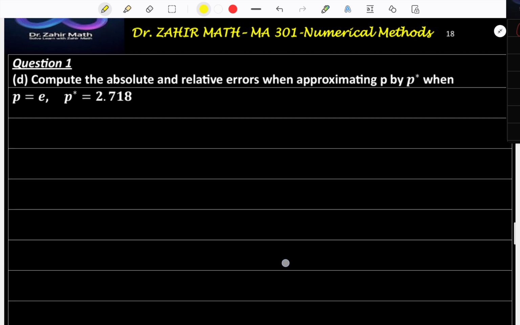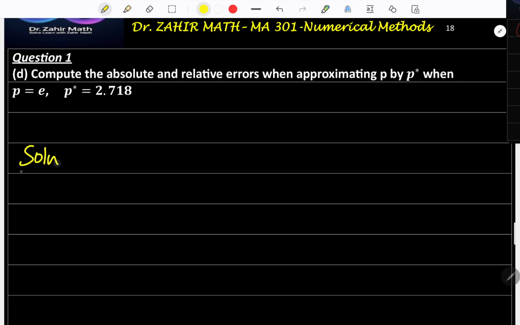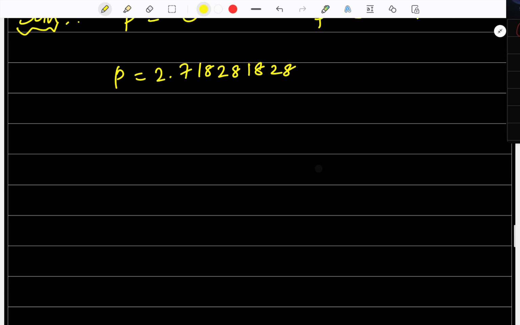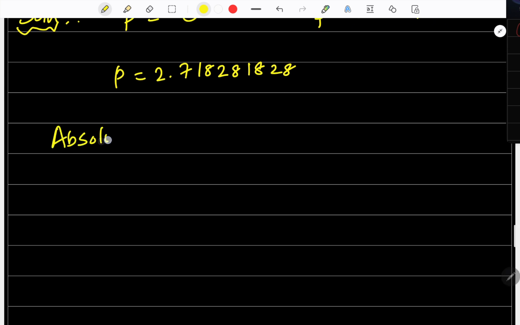Again, what is the next? Oh, next question also same, but different values are there. P is equal to e and P star is equal to 2.718. You know how to calculate e, right? Alpha e. Which is 2.71821828. Again I'll check the values, please. 2.7182181828. Right.